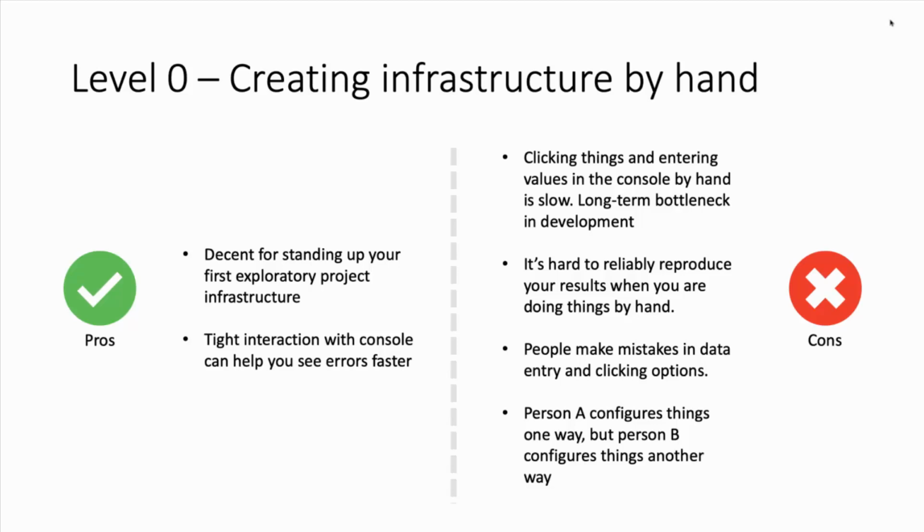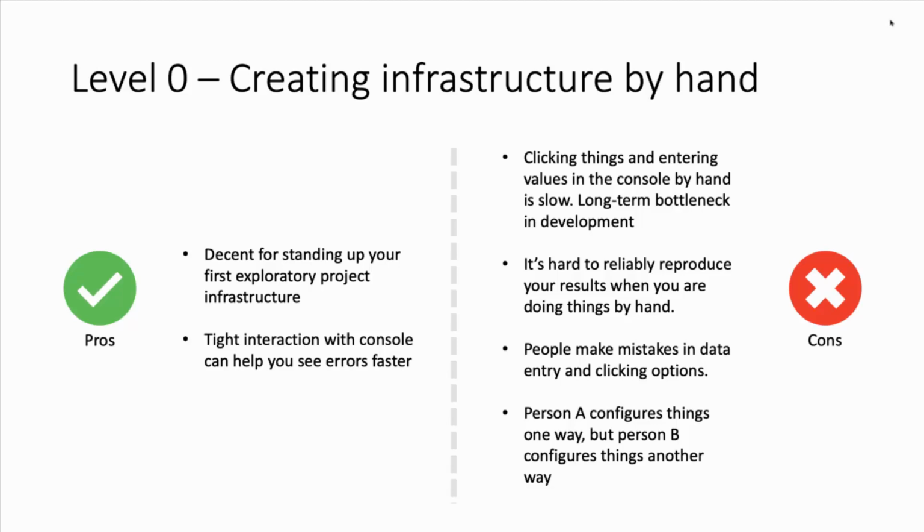And humans are fallible. It's hard to reliably reproduce my results if I'm doing things by hand. One day I might enter a particular value into one field, and then the next day I forgot what value I entered last time. I enter a different value. So I could make mistakes. I could forget to hit a checkbox somewhere, and that results in unreliable results from trying to reproduce things by hand.